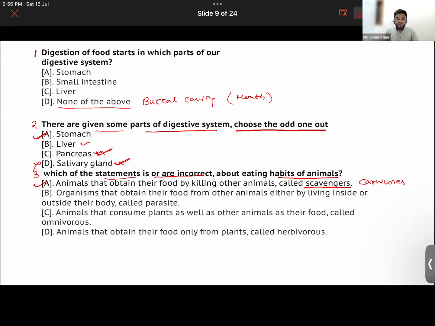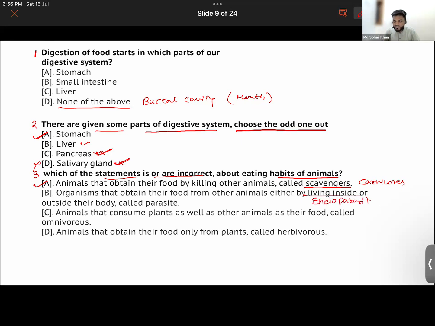Sundus, are you hearing? I didn't read the question properly, that's why I got it wrong. That is why I say read the question at least twice. Now the rest of the options are correct here. Organisms that obtain their food from other animals, either by living inside or outside. Those parasites that live inside the body are called endoparasites.